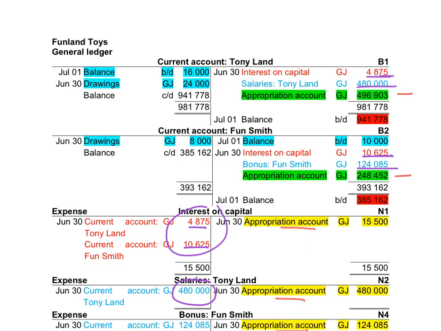We will close the drawings account to the current account so that we can determine on the credit side what is the amount that is payable to the partners. On the debit side, we show how much they've already taken, and then we can work out the balancing figure to determine what is the amount that's still outstanding to the partners at the end of the year.